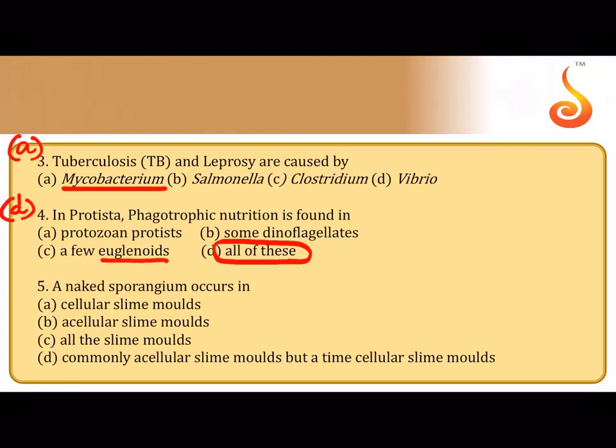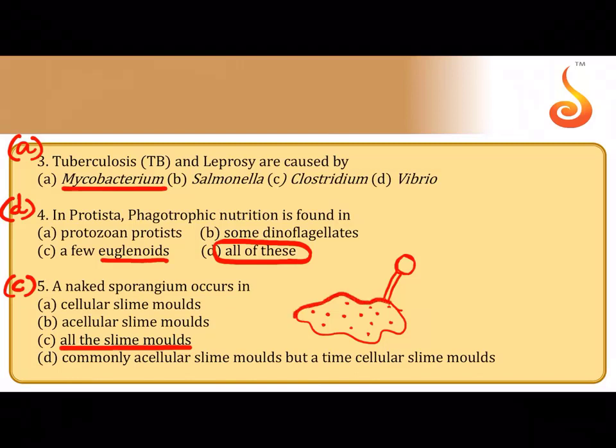A naked sporangium occurs in all the slime molds. Okay, so the answer is C. You know what a slime mold is. It has a mass of protoplasm with many nuclei in it, and during unfavorable condition it develops fruiting bodies which are nothing but sporangia, and these sporangia will produce spores, isn't it? The sporangia is also naked, it is not covered with any cell wall. The entire plasmodium also has only a covering of plasma membrane. There is no covering of cell wall. That's why we call them naked. Initially they were thought to be fungi, but now they are placed under kingdom Protista.